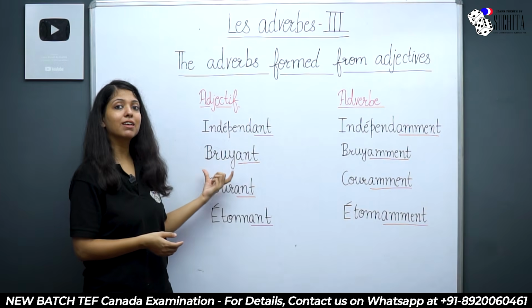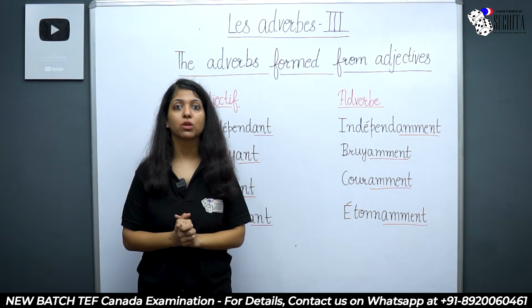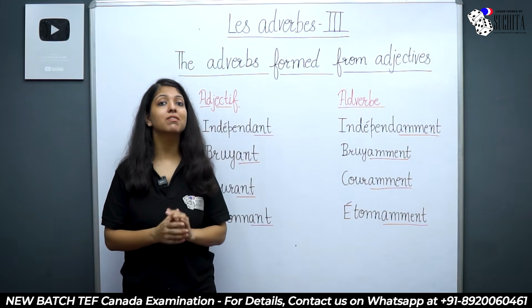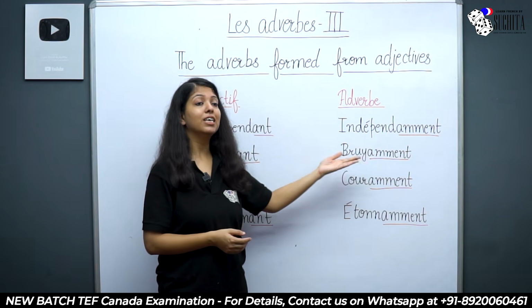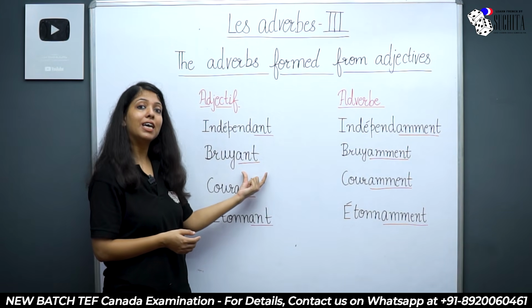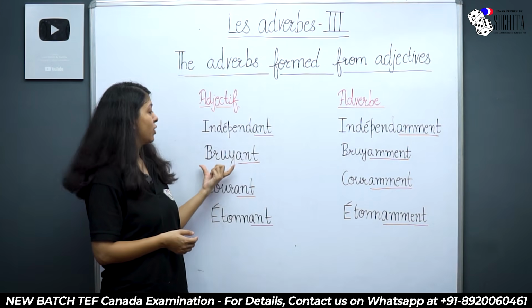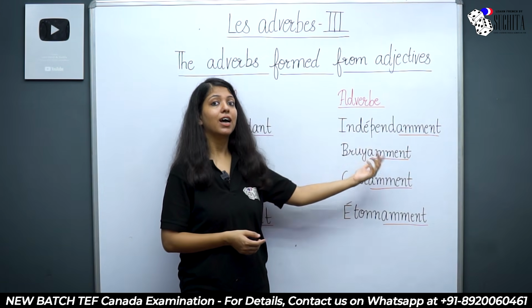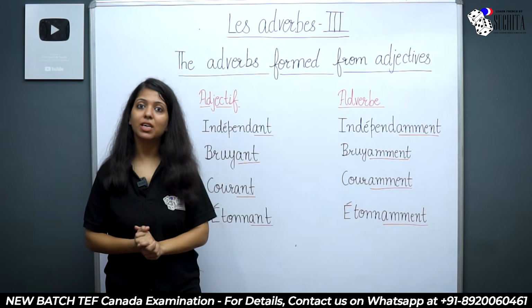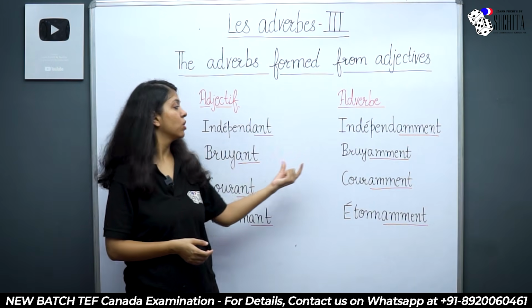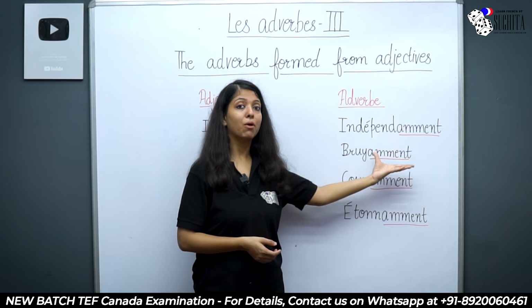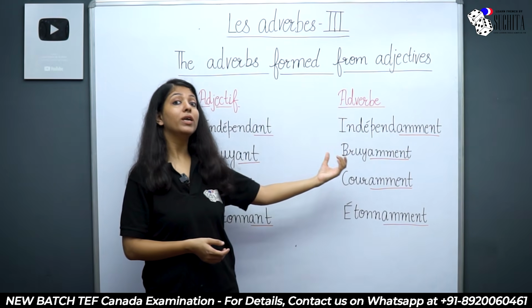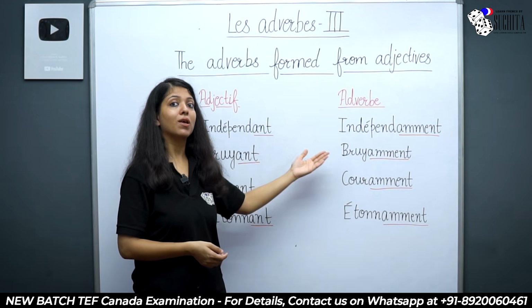Let's look at our second example, which is bruyant, which means noisy. Now from noisy, I need to make noisily. Your adjective is ending with A-N-T, remove A-N-T, whatever is left, write as it is, and then add A-double-M-E-N-T. Bruyant, bruyamment, noisy, noisily.